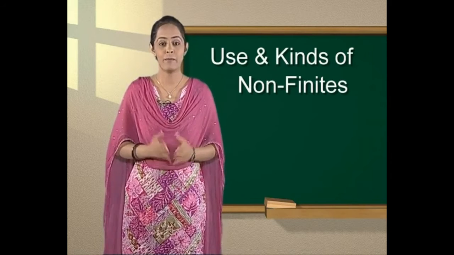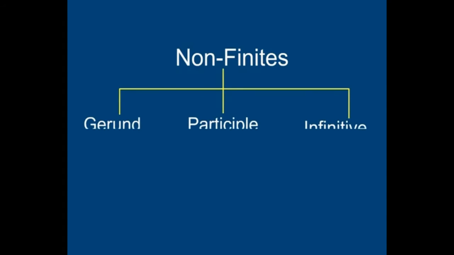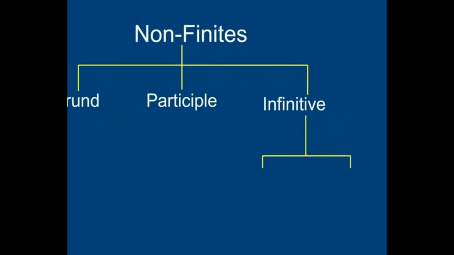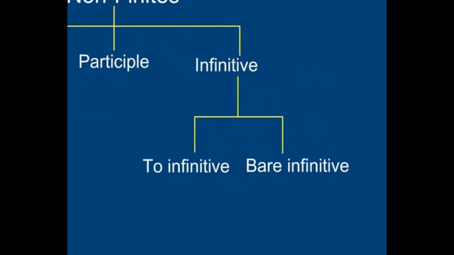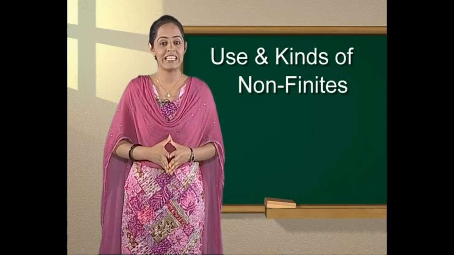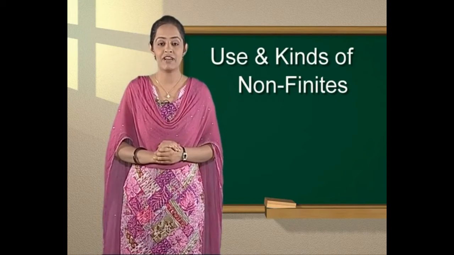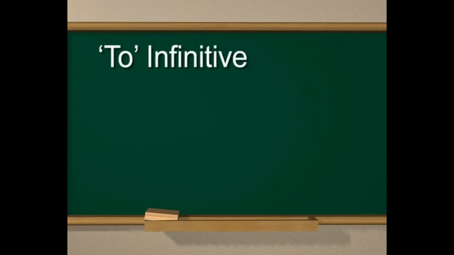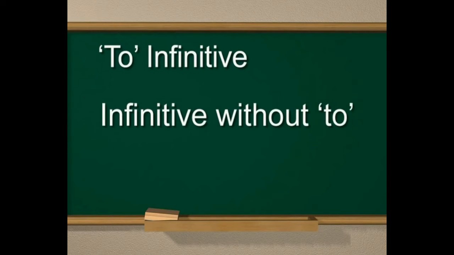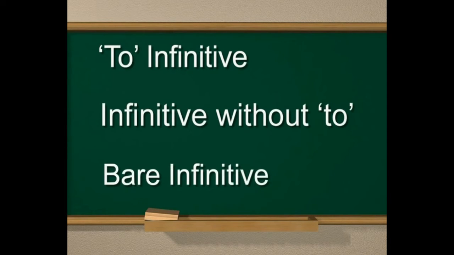You can also make a chart. Non-finites. Three groups of non-finites are infinitive, gerund, participle. Infinitive is further divided into two groups, to infinitive and bare infinitive. Let us study infinitive first. The infinitive has two forms, to infinitive and infinitive without to or bare infinitive.